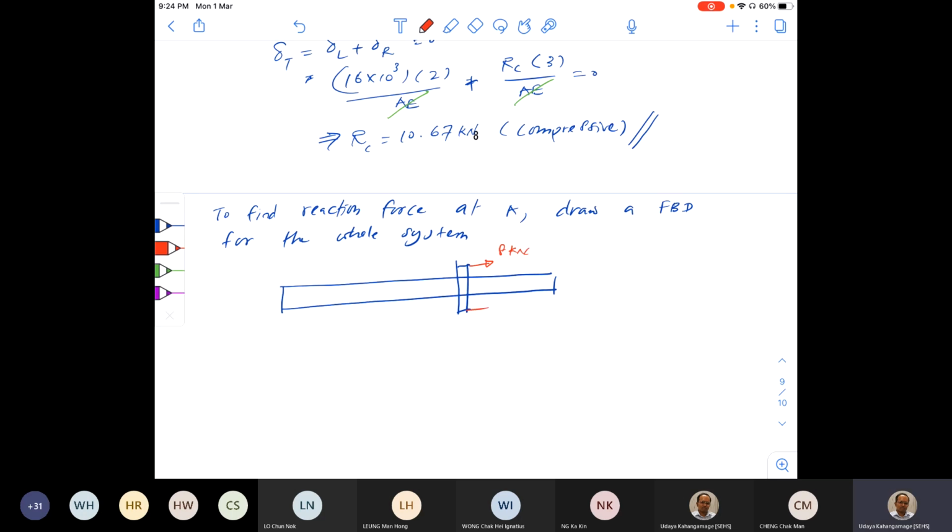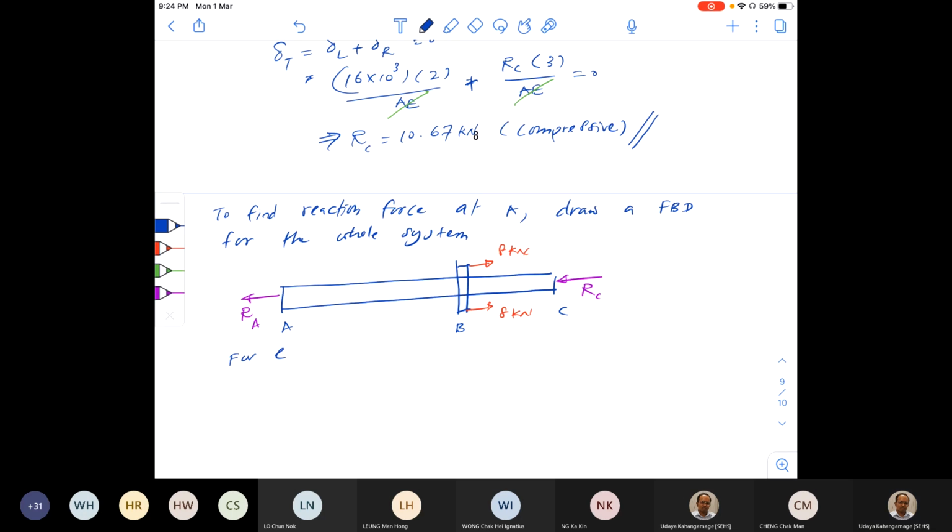8 kilonewton, and then here I know RC in this direction. RA, I don't know the direction, I just mark this way, RA. Okay, so this is A, B, C. So now it's a matter of applying the equation of equilibrium, right?